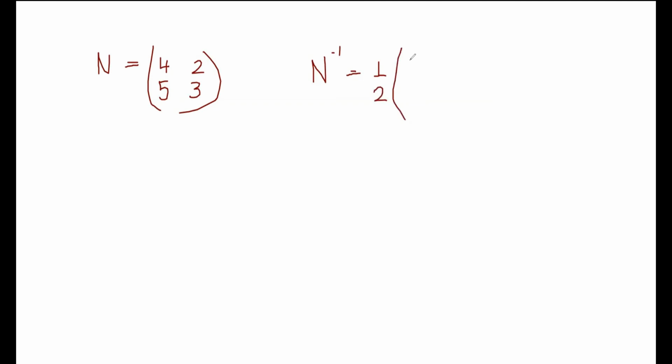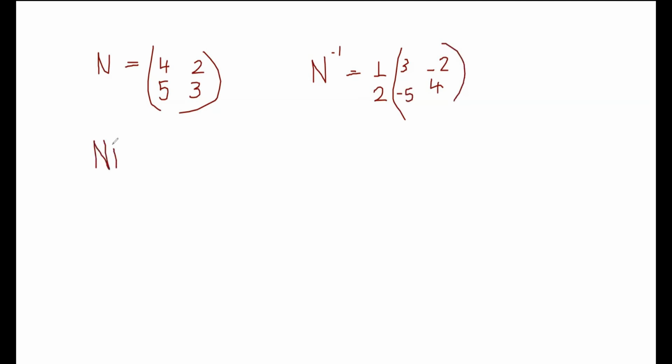We're going to write down that N is the matrix given by, what was N again? N was 4, 2, 5, 3. And then write down what N inverse was. N inverse was 1 over 2 times the matrix 3, -2, -5, 4. So to multiply N times N inverse, this is all we're going to do.